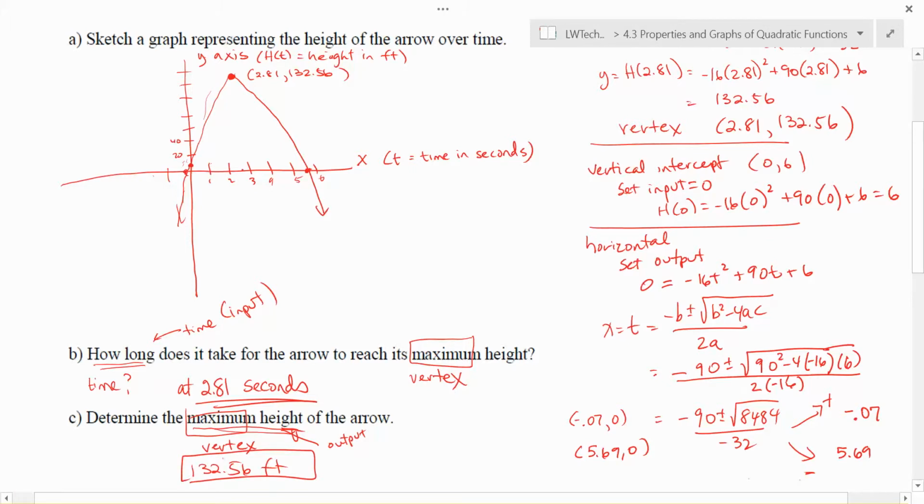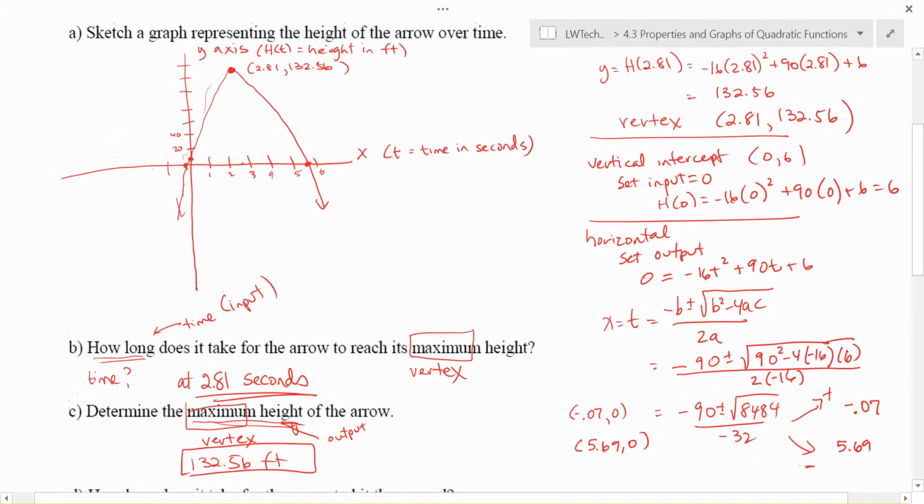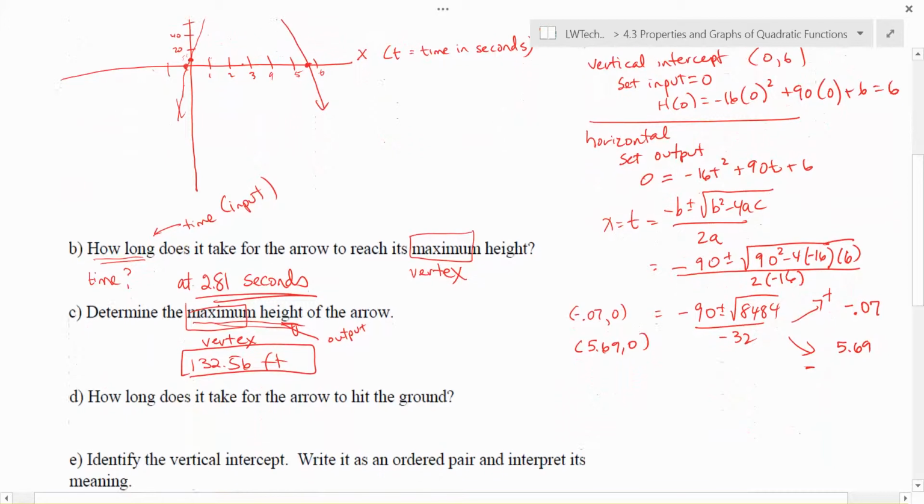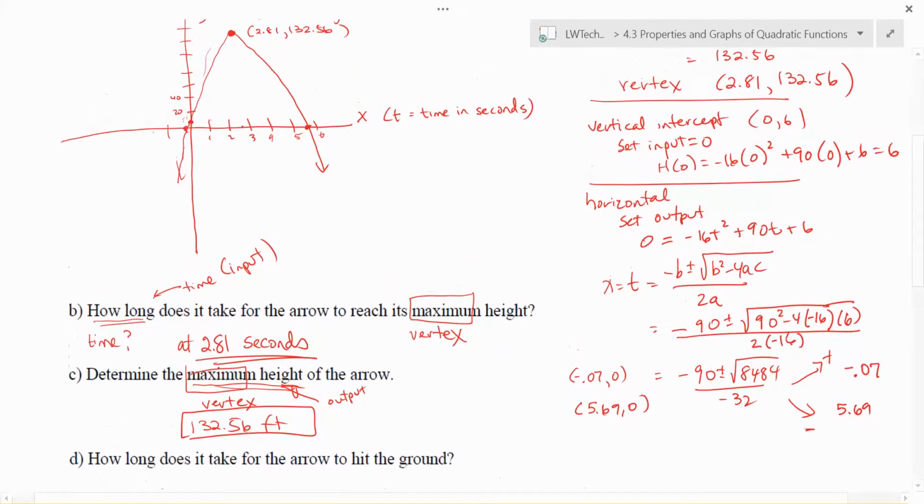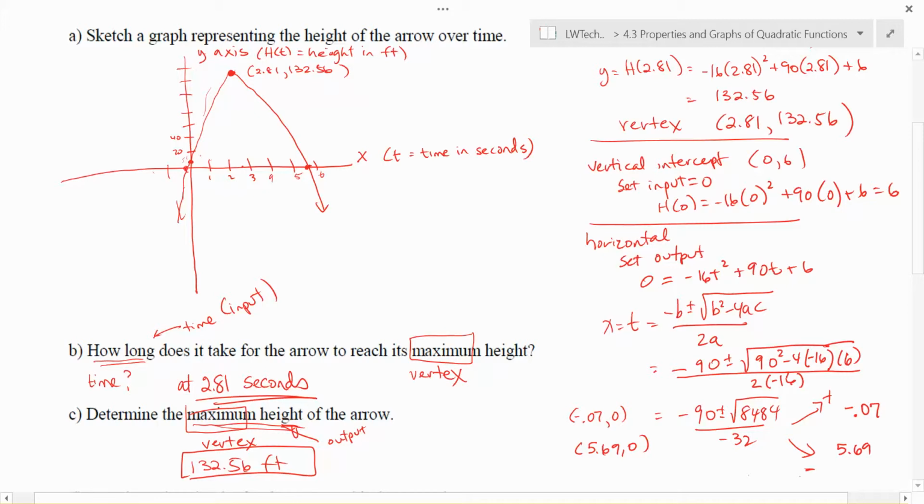All right, well, let's see what other questions we can answer by looking at our graph and our formula. The next question asks, how long does it take for the arrow to hit the ground? Well, if we're looking at our picture again up here, notice it goes up, up, up, up, and then it comes down, down, down, down. And where it hits the ground is right here at height 0.